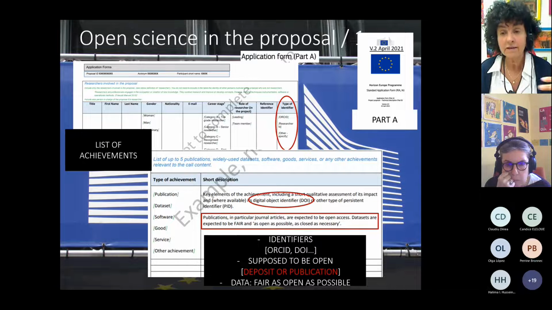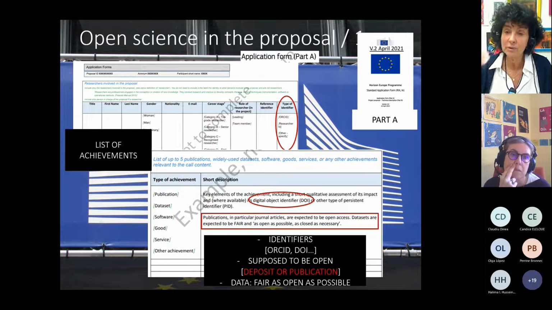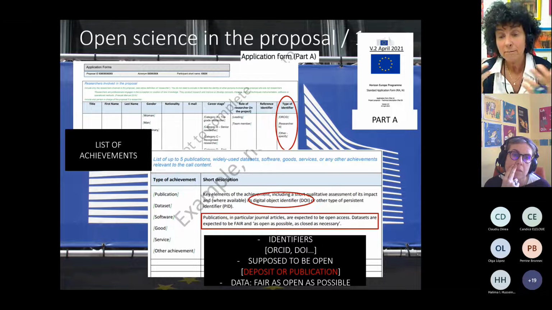Does it mean that I can include only publications if I published in an open access journal? Of course, no, because it's ex post, okay? So you couldn't be aware in 2018, for instance, that you should have proposed this achievement for Horizon Europe. But open access does not mean only publishing, means also depositing, okay?